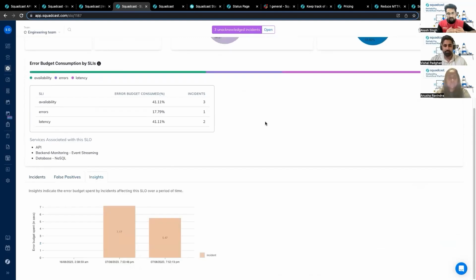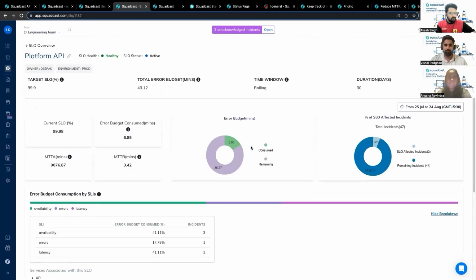Under insights, we can see exactly how we have been burning through our error budget. So whether it has been completely uniform across the time period that I'm trying to achieve it, or there have been certain spikes, so that I can then try to do some detailed reports on why it happened and what kind of actions I can take so that it doesn't happen again. So yeah, this is how the SLO tracker basically helps organizations to monitor their own error budgets and then establish the SRE best practices. So yeah, that's about it.